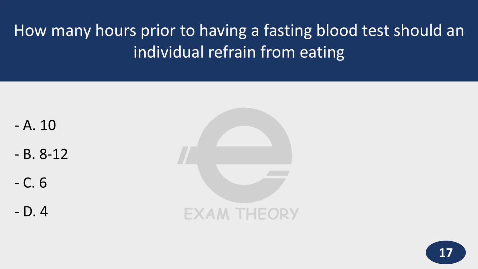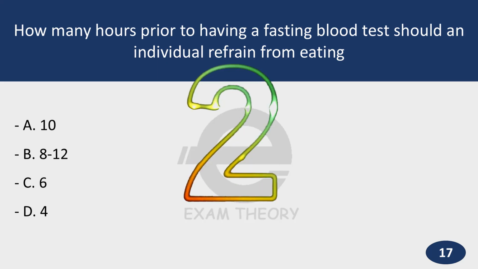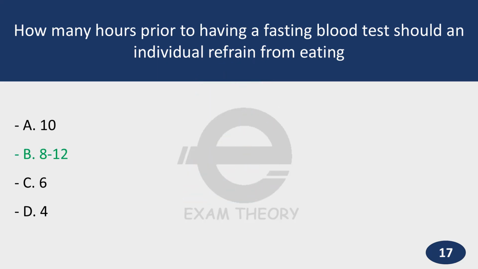How many hours prior to having a fasting blood test should an individual refrain from eating? A. 10. B. 8 to 12. C. 6. D. 4. The correct answer is B. 8 to 12.